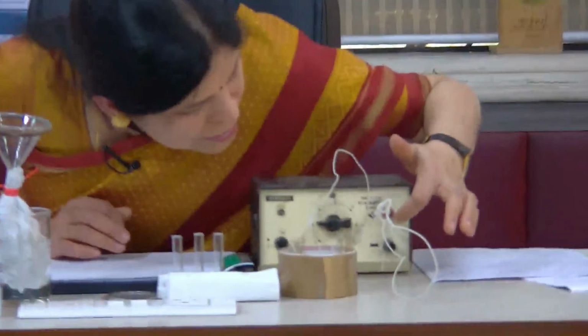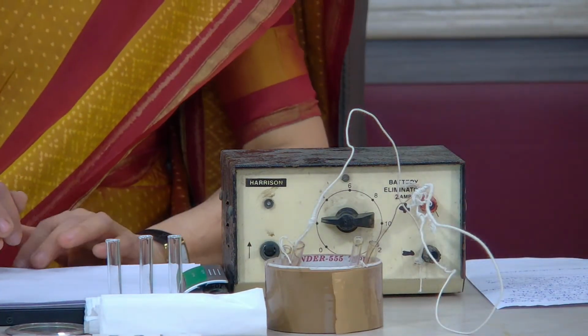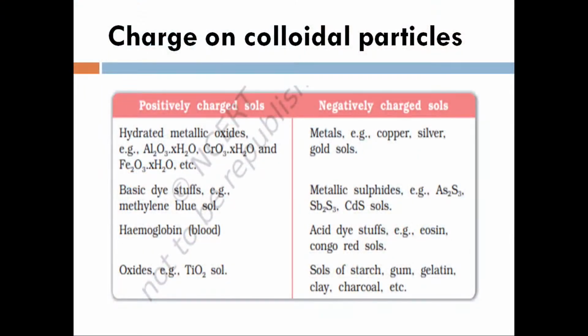These are chemicals. Then children, in this process, if you see electrophoresis, what is the theory behind it? The particles are attracted towards the electrode which is connected to the negative terminal. Why is it so? I hope you know that ferric hydroxide is a positively charged colloidal solution. As you can see on the screen, ferric hydroxide, which is hydrated ferric oxide, basic dyes and hemoglobin are also charged particles. So ferric hydroxide is a positively charged colloidal solution, and it will be attracted towards the oppositely charged terminal, that is the negative terminal.